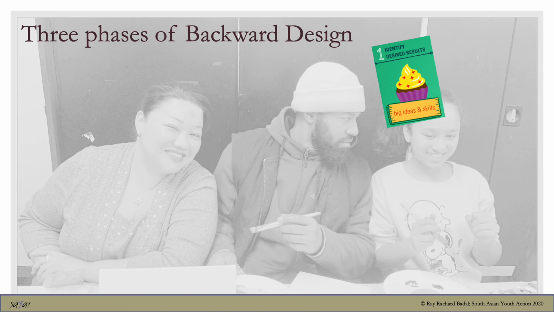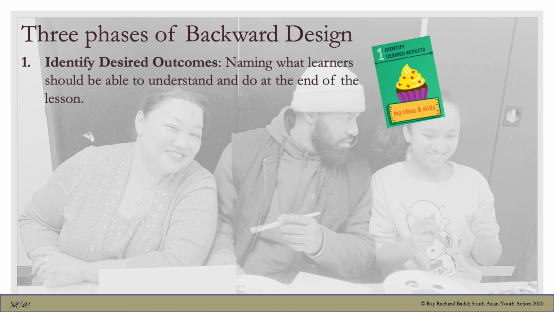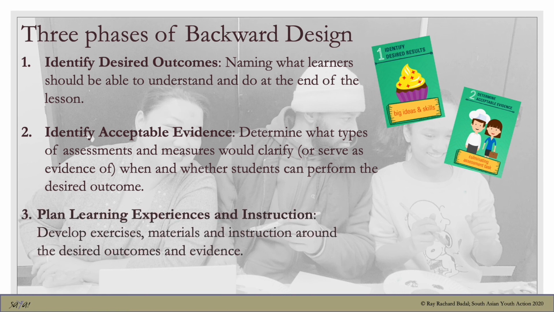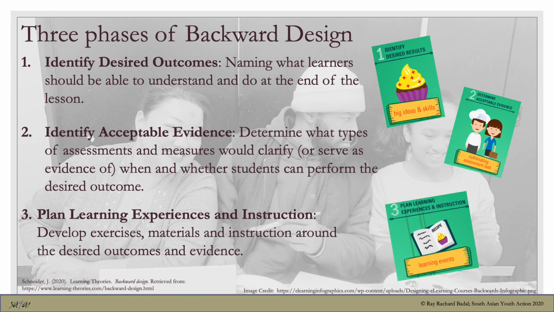There are three phases of backward design. The first is identifying desired outcomes, which is naming what learners should be able to understand and do at the end of the lesson. The second is identifying acceptable evidence, which means you're determining what types of assessments and measures would clarify or serve as evidence of whether students can perform the desired outcome.